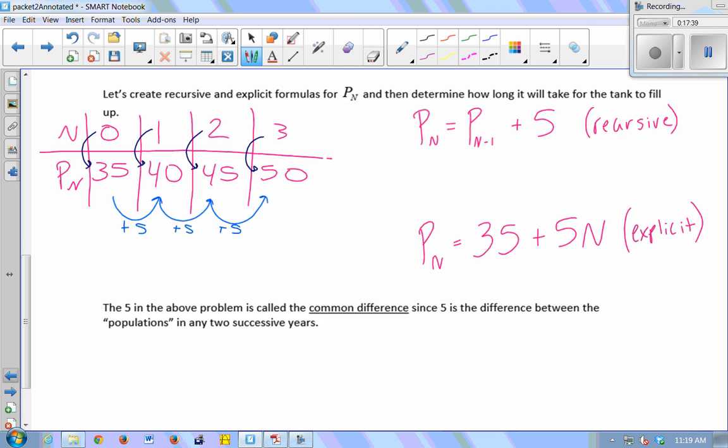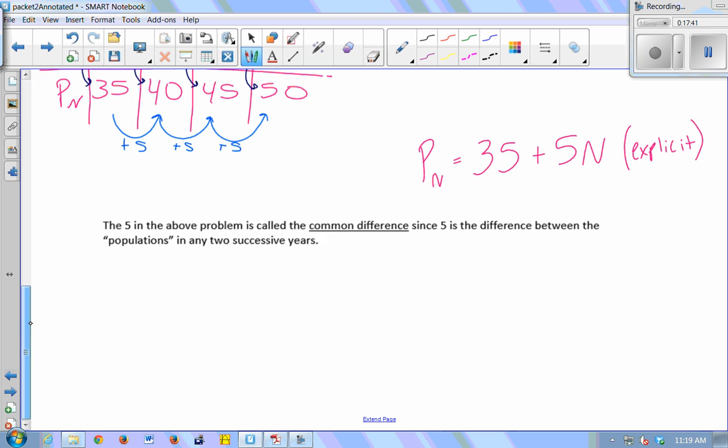Okay. Yeah, so I can use my explicit formula. I'm just continuing my work down here. P sub n is 35 plus 5n. Use my explicit formula. And they want to know how long, or in what year. And n is representing years, right? So I'm going to be solving for n because that's what they asked me about, until I hit 100 gallons.